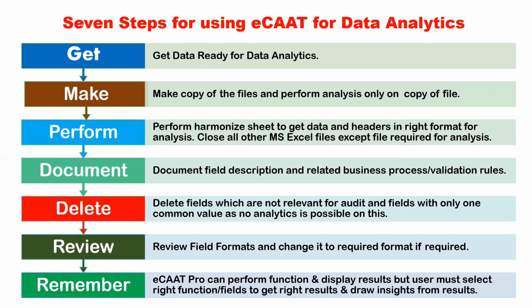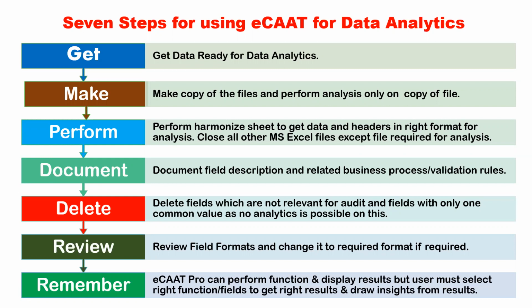You always make a copy of the file and perform analysis on a copy of the file, and then you perform harmonized data sheet to get the data and headers in the right format. And you document the field description. This is what is called a data dictionary, so that you know for each element of data what are the type of criteria you want to evaluate, what are the type of controls you want to assess. You also delete fields which are not required, so that you work only on the data which is required. You remember you are working on a copy of the data, so keep only the data which is required for your analysis. Then the analysis becomes much faster.